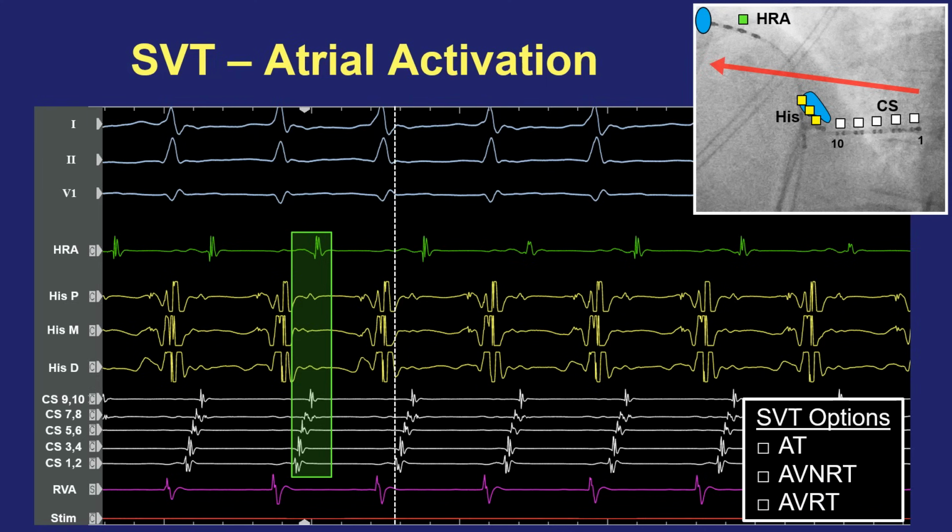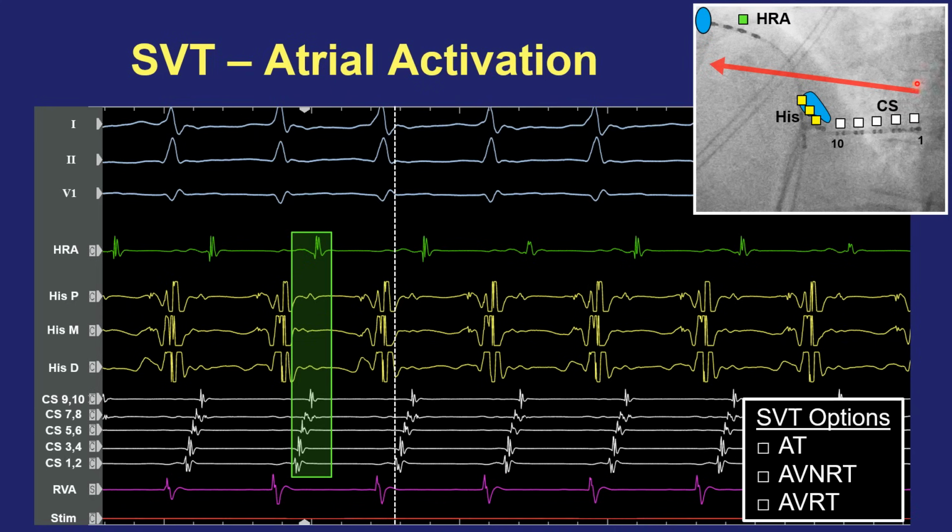I'm going to be using this checklist of the 3 SVT diagnoses repeatedly because, as you'll see when we make observations, you can often cross off the list one diagnosis at a time. So what can we cross off simply from observing the atrial activation sequence in this example?